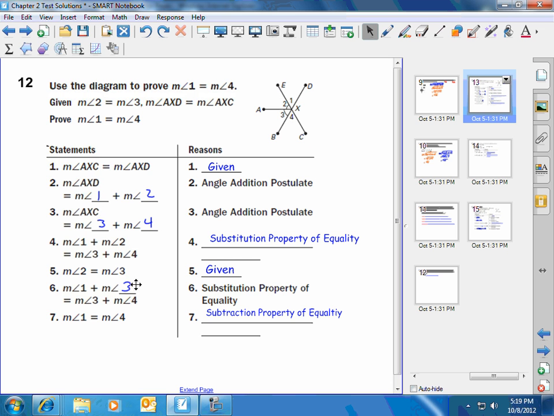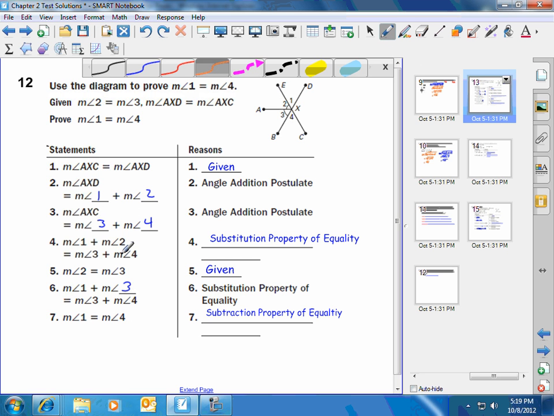Okay, right here. And the reason I wanted to do that is because I recognize that if I can get this statement here, I have the same value on both sides of the equal sign. And I can use the subtraction property of equality. I can subtract the measure of angle 3 on both sides, and I'm left with the measure of angle 1 is equal to the measure of angle 4, because the subtraction property says so. That's a true statement.